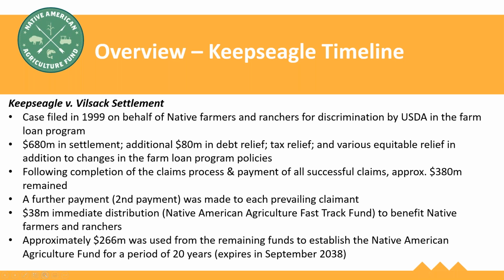It was the Native American Agriculture Fast Track Fund. Some of you might be aware of fast track recipients in your area, but the fast track funds went to nonprofits, CDFIs, and educational institutions that existed during the class period. There was approximately $266 million in the remaining fund that eventually established the Native American Agriculture Fund, which is scheduled to exist for 20 years and expires in September of 2038.